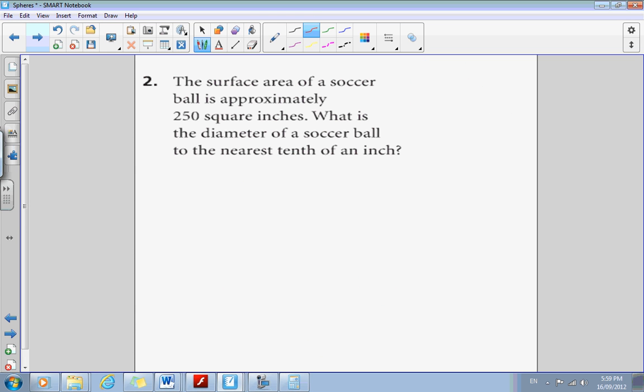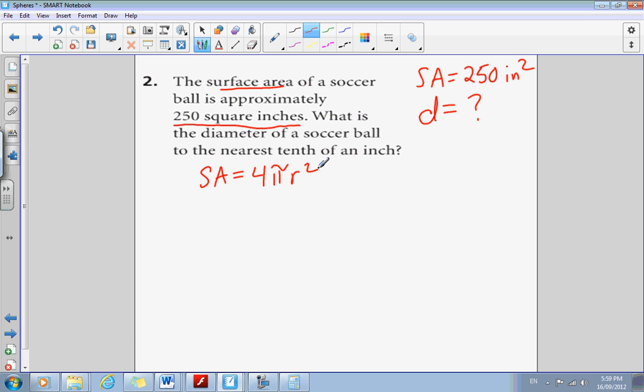Here's another one which requires us to rearrange the formula. We're given that the surface area of our sphere, of the ball, is 250 square inches. I see surface area is 250 square inches of the soccer ball. They want to know the diameter. Again, diameter is not in our surface area equation, but radius is. So we have to rearrange for our r here to get an equation for r.